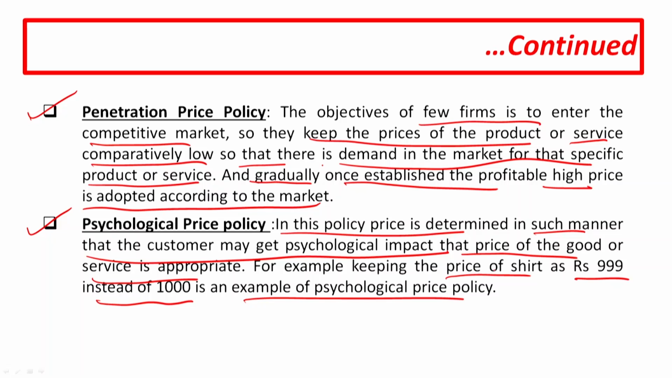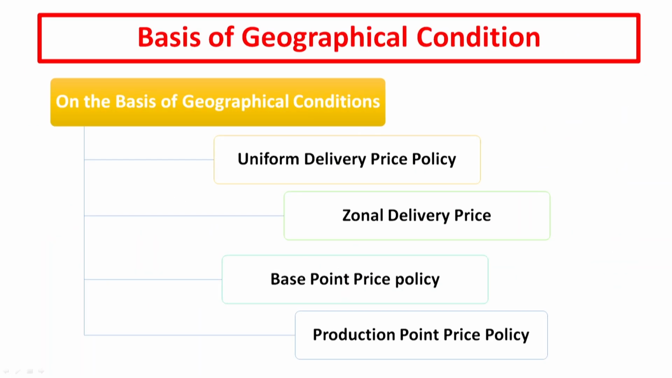As the example we have taken, there is no major difference between the price of rupees 1000 and 999, but when you keep the price 999, there is a psyche in the consumer that the price is below 1000 rupees. So this is also an important pricing policy. So in this slide we talked about penetration price policy and psychological price policy.